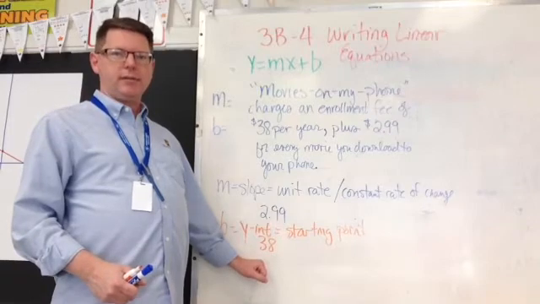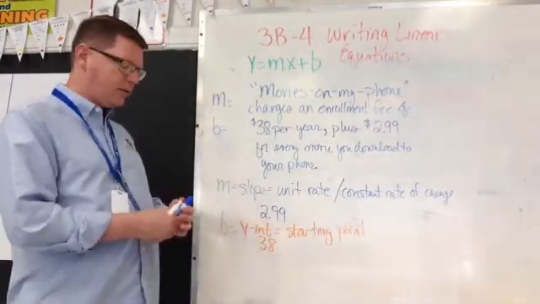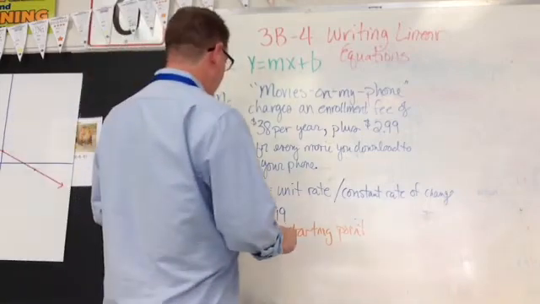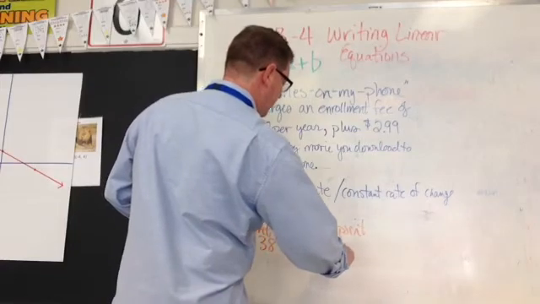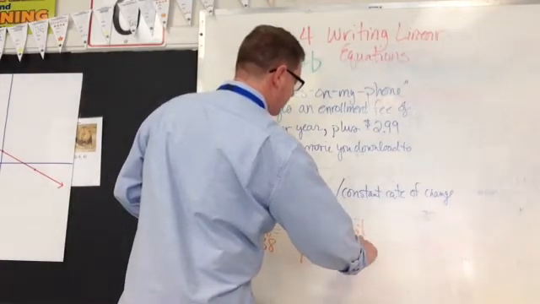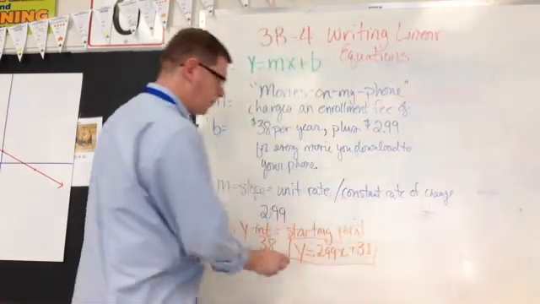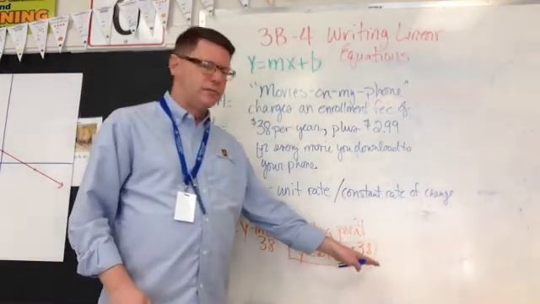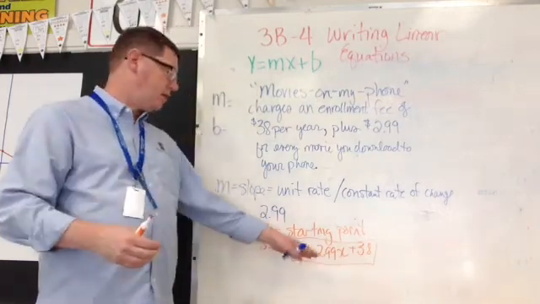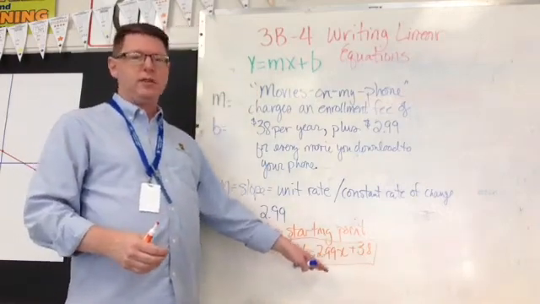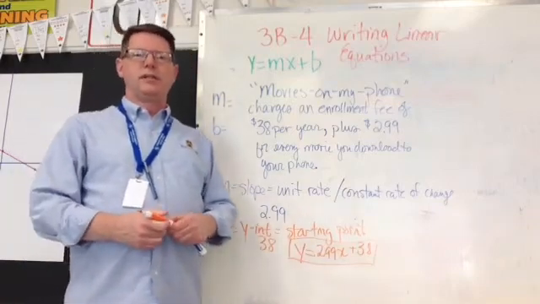That's my y-intercept. So then what's my equation? If I know that the y-intercept is 38 and the slope is 2.99, then my equation is going to be y equals 2.99x plus 38. $38 is my starting point, and $2.99 is what my rate of change is, or the unit rate for each movie that I download on my phone. So the equation is y equals 2.99x plus 38.